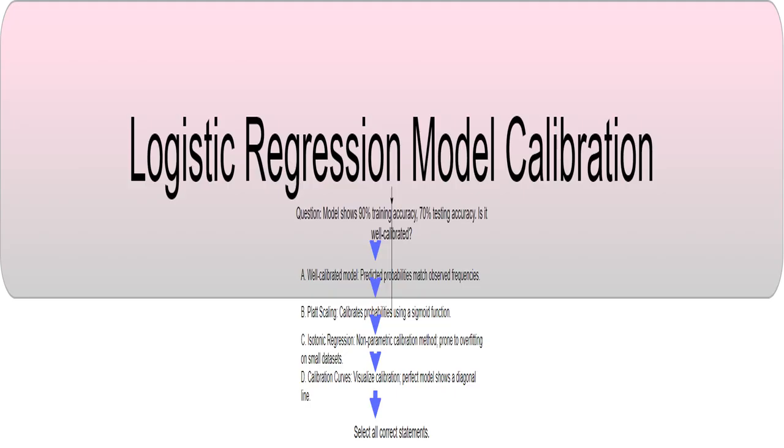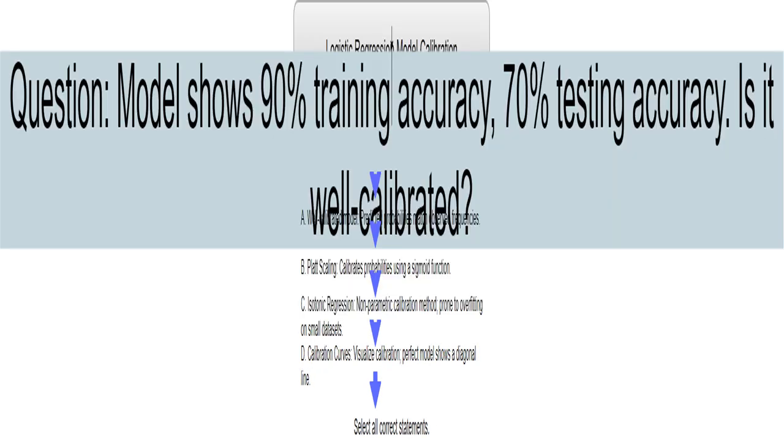I'm focusing on how well a logistic regression model predicts probabilities. A well-calibrated model means its predictions accurately reflect the real chances of something happening. For example, if the model says there's an 80% chance of rain, it should rain about 80% of the time when the model makes that prediction. That's what we want. The question highlights a common machine learning problem.